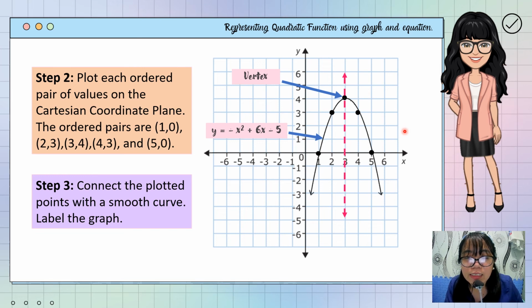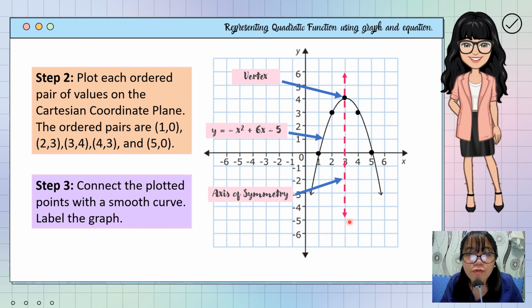And then this line here, which cuts our graph into two equal parts, is called the axis of symmetry. So this is our axis of symmetry, the pink line. And notice that the axis of symmetry passes through the vertex. It touches the vertex. It intersects the vertex.